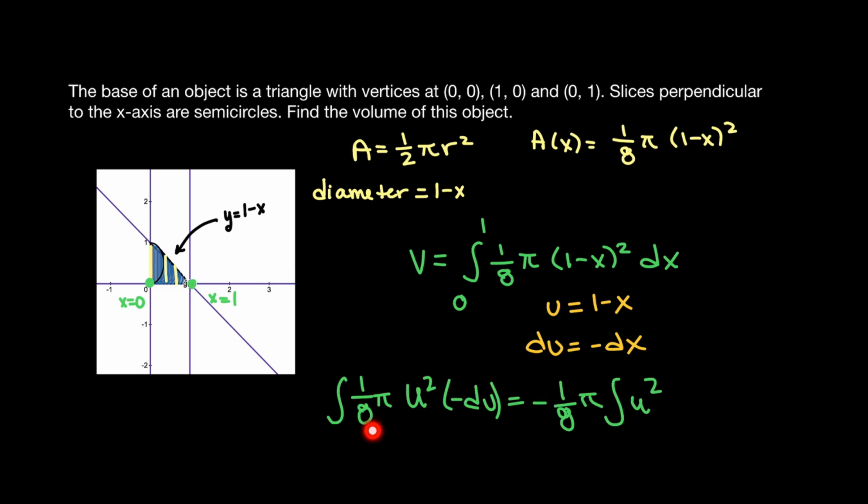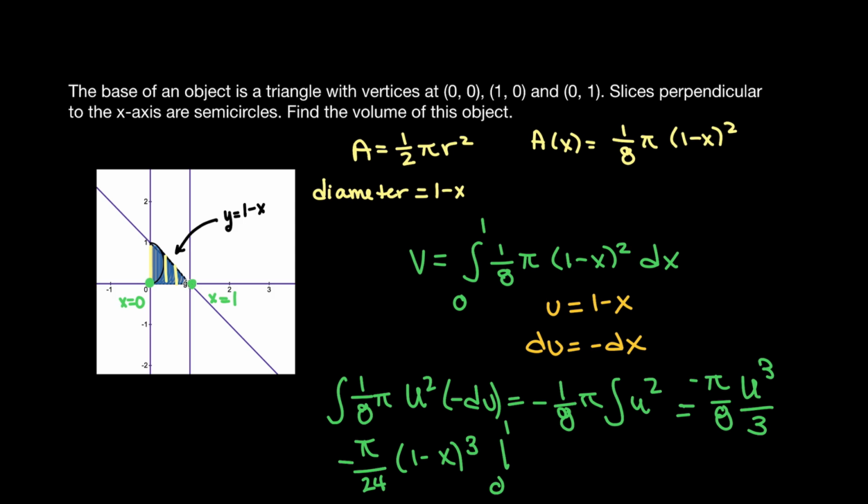And I can rewrite this integral as 1/8 pi u squared times negative du, or negative 1/8 pi times the integral of u squared. When I integrate, I get negative pi over 8 times u to the third over 3, or in terms of x, that would be negative pi over 24, 1 minus x to the third.